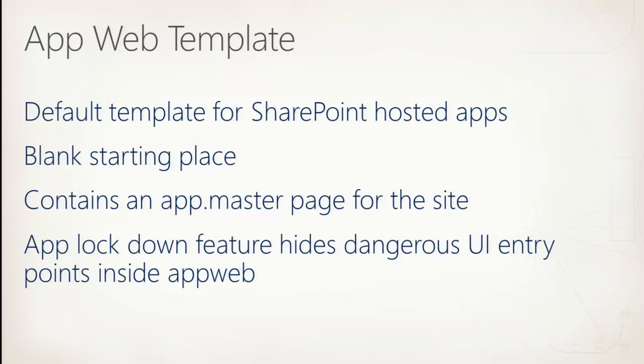Another thing that the app web template includes is the app lockdown feature, which basically hides dangerous or confusing UI entry points from your app web. For example, if you're reusing the list UI, you probably don't want end users messing up with the list settings. And we hide all those entry points from the UI as part of that web template. And then the app web template contains no homepage or no standard lists. Like I said, it's basically a blank canvas where you can build your UI and reuse the SharePoint goodness from there.